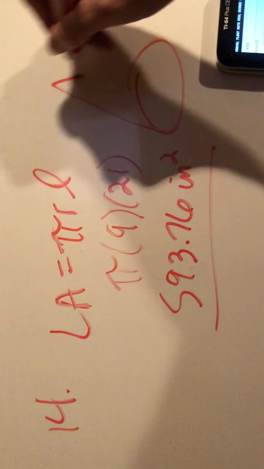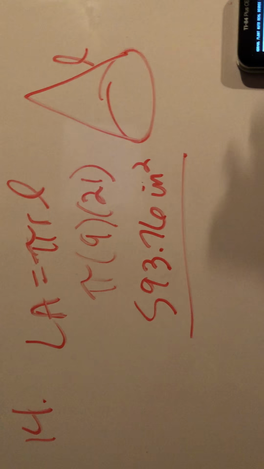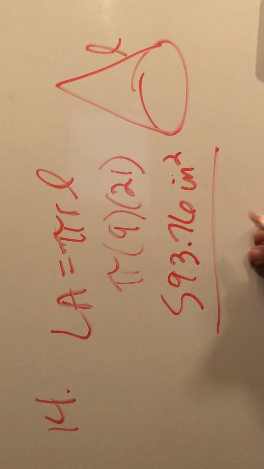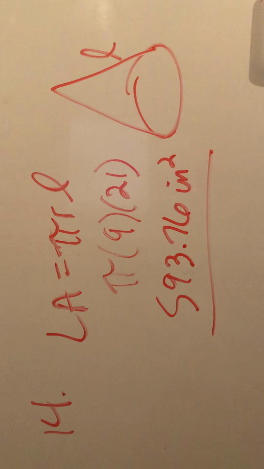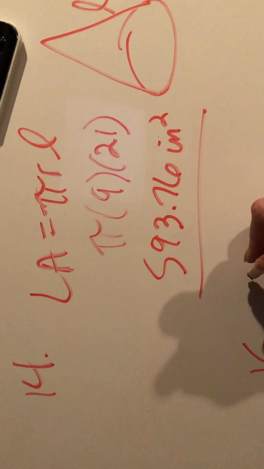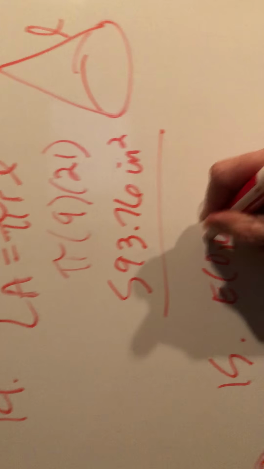I didn't finish drawing my cone. There's the slant height. So that's the lateral area of a cone, and it says nearest hundredth, so that's what I rounded it to.